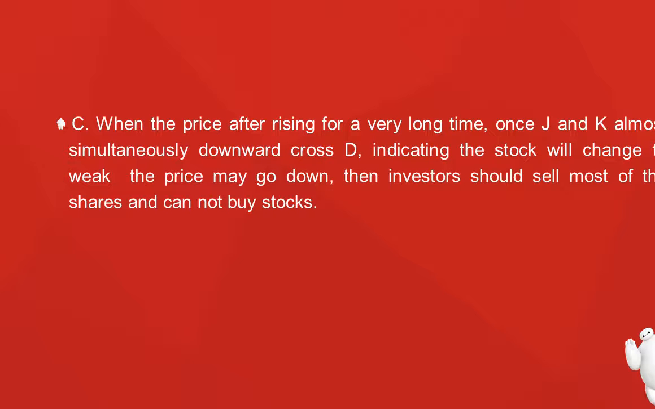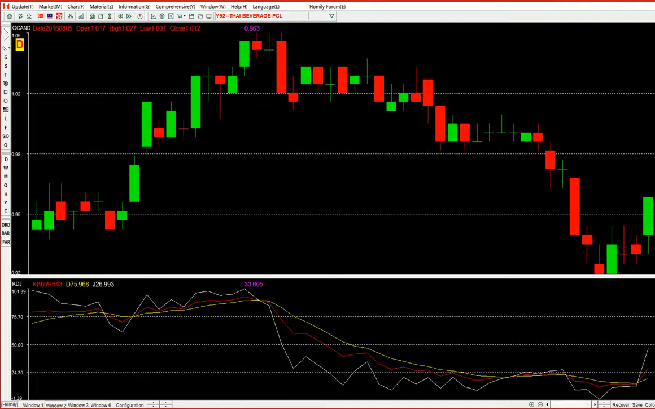When the price, after rising for a very long time, has J and K almost simultaneously downward cross D, it indicates the stock will turn weak and the price may go down. Then investors should sell most of their stocks and not buy more. So this is the downward cross at the top, and you should sell quickly, like this stock.